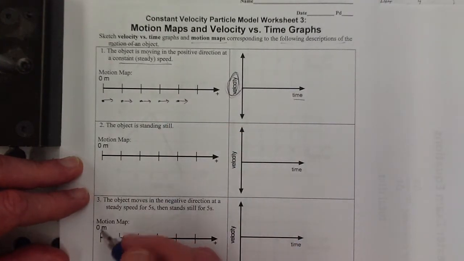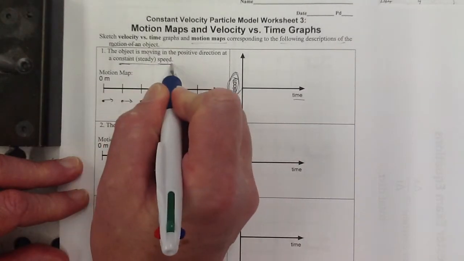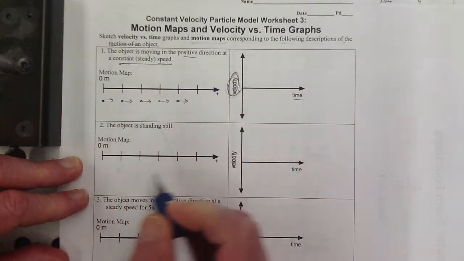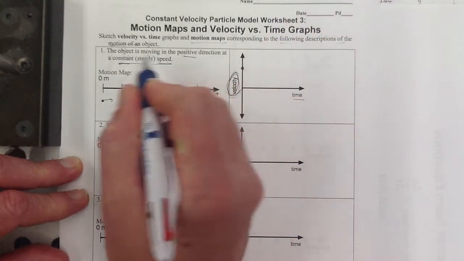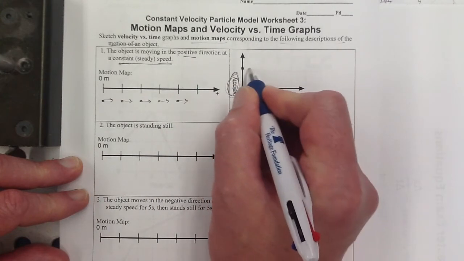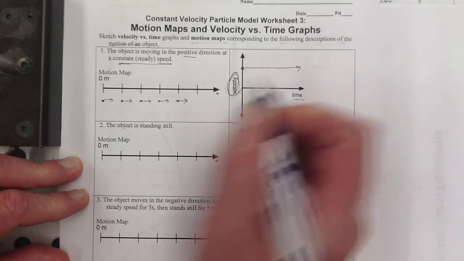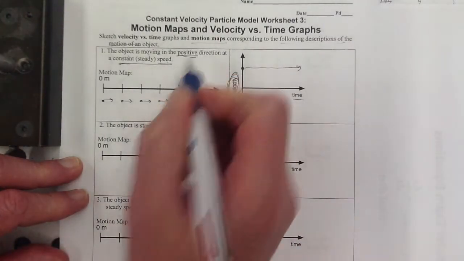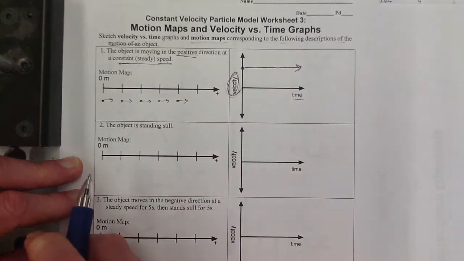Good. Now, let's think about this. If it has a constant speed in the positive direction, well then its velocity is some positive number, and it's constant. It's not changing. It's not going up. It's not going down. It has a constant speed, and it's positive. Constant velocity. So that's what that's going to look like.